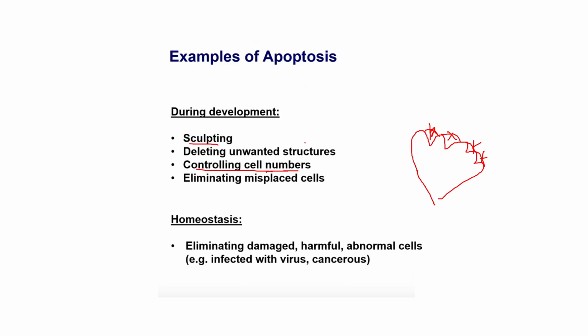So apoptosis process is helpful, and certain chemotherapeutic drugs and certain other anti-cancer drugs also target the apoptosis mechanism to limit the growth of cancer cells. Eliminating misplaced cells: certain cells which are disarranged during the developmental stage are also eliminated.